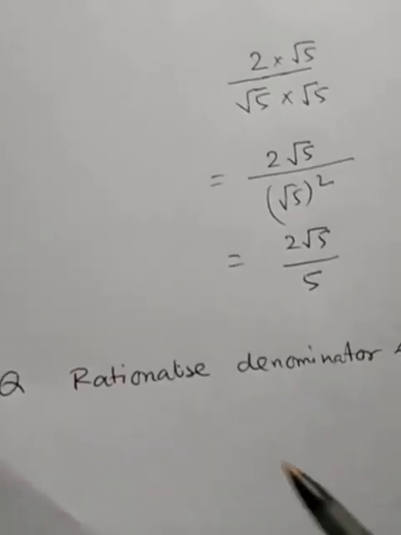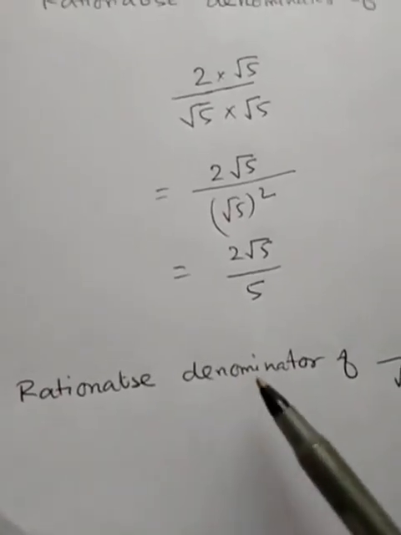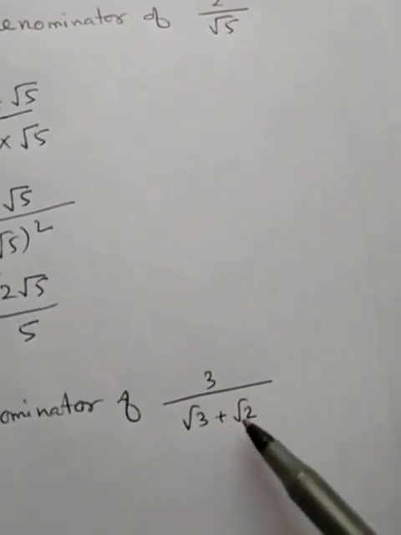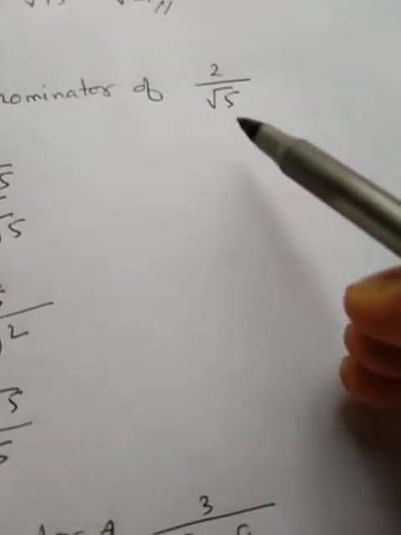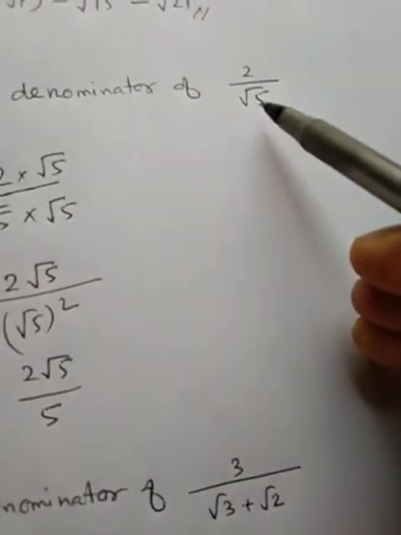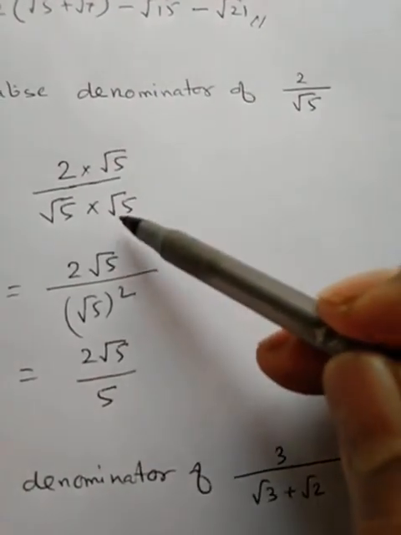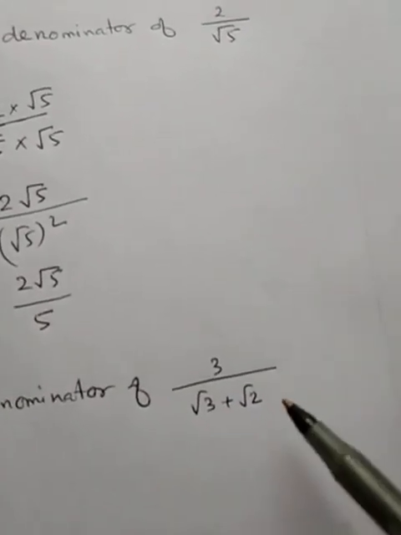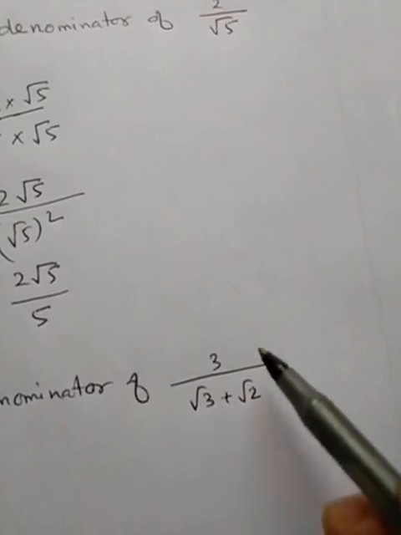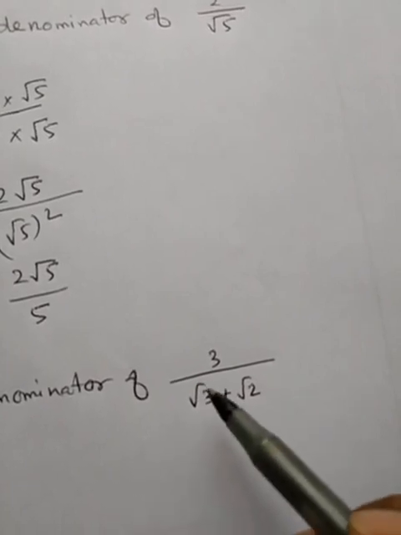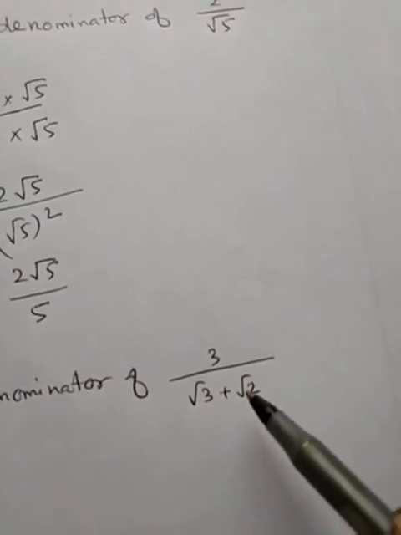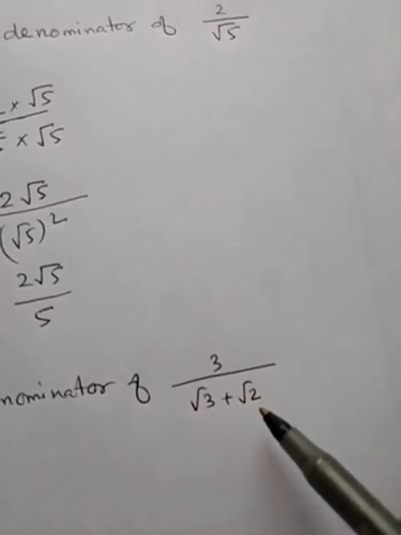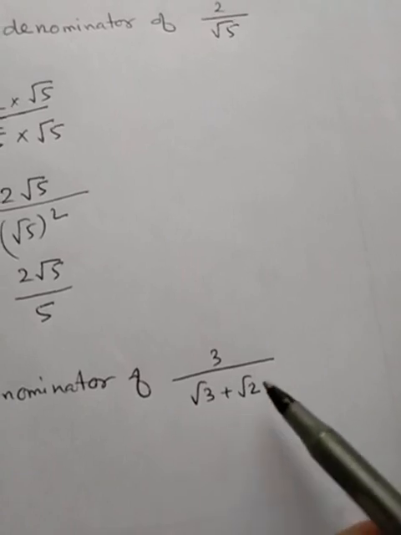Let us see one more example to rationalize the denominator. Here we have two terms, root 3 plus root 2. Earlier in this example we had only one term, so in that case we can multiply the same with numerator and denominator, but here we cannot do that. If we multiply root 3 with both, root 3 will be rationalized, but root 2 multiplying with root 3 will become root 6. So our purpose will not be fulfilled. So here we have to do something else.